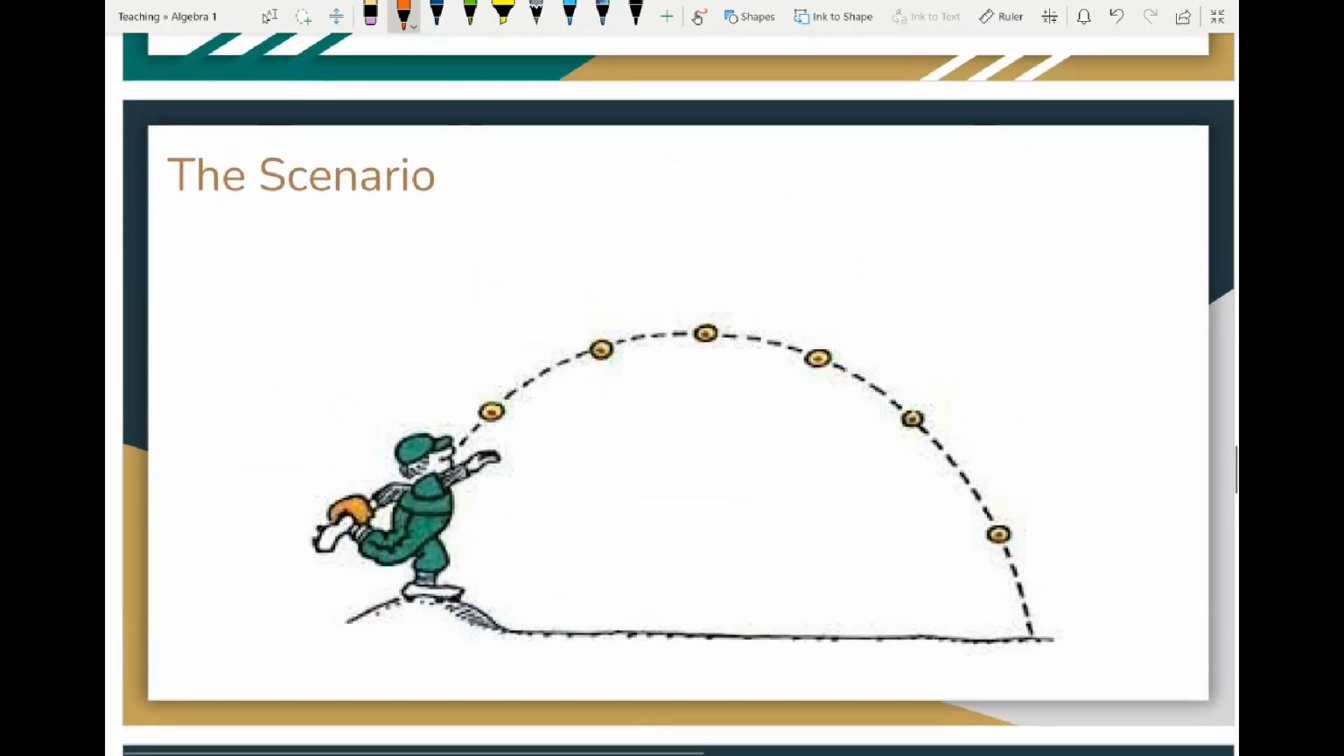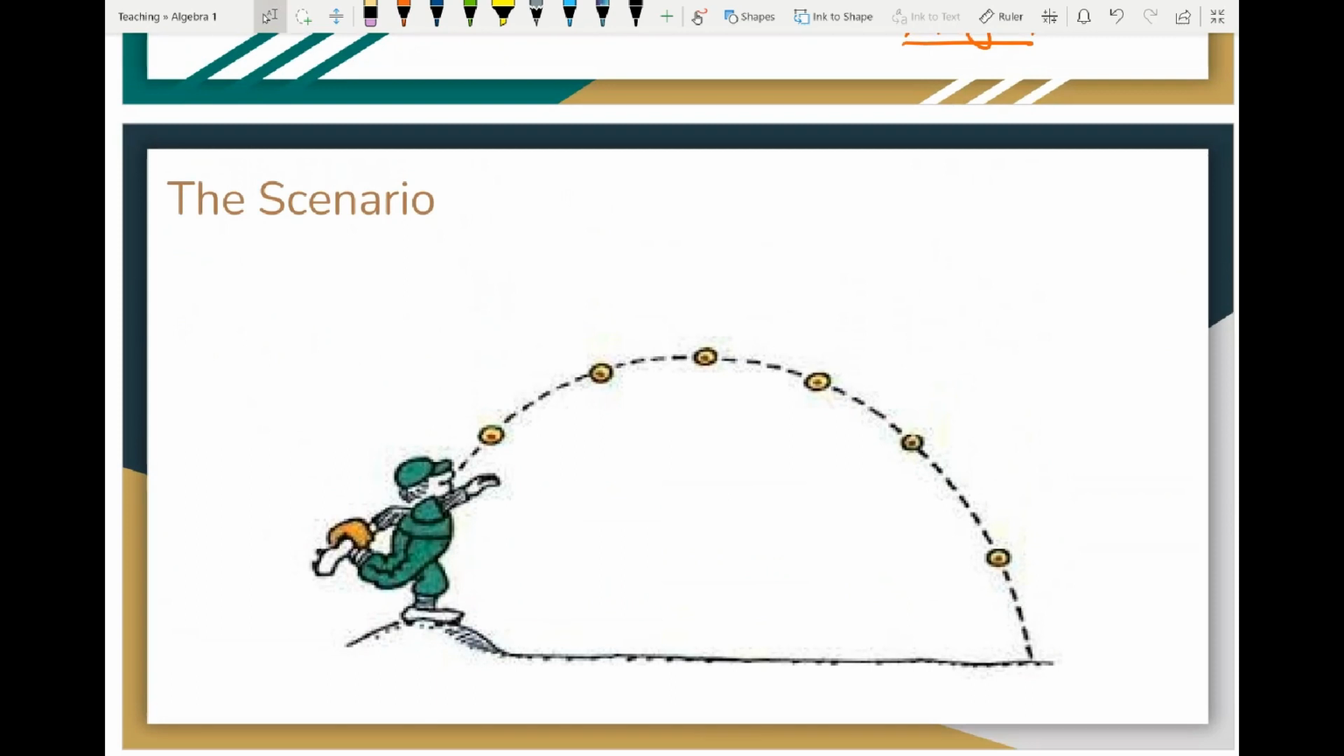So let's take a look at a scenario, right? Projectile motion, anything that takes a parabolic shape, just like a quadratic function, right? So as you can see, this baseball thrower, he threw the baseball, right? And it's going up at a certain rate and it's coming back down. So there's a couple things you want to take a look at here, right?